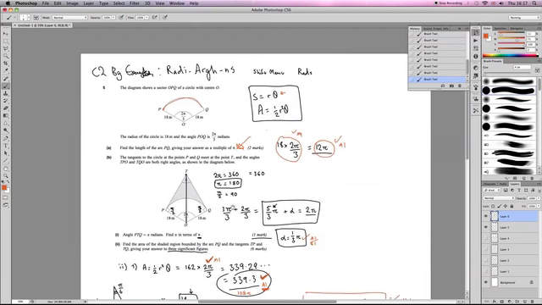Yeah, that's question 5. I might take a break because I've been doing this for ages. But I'll get on to question 6 at some point.